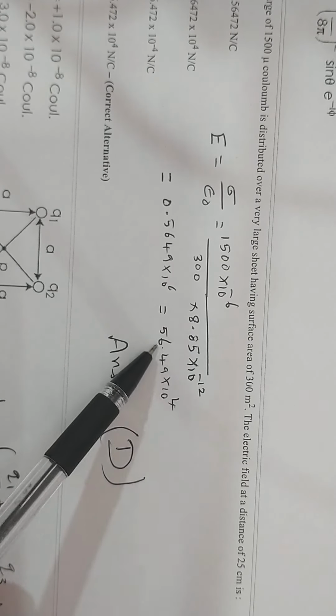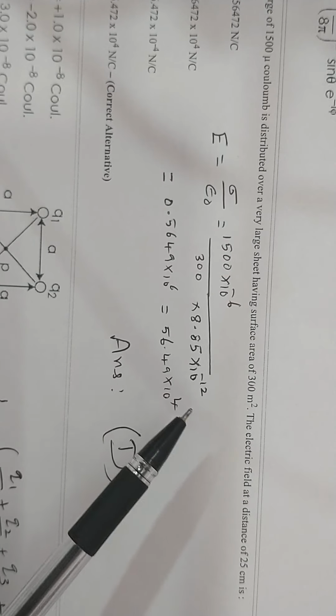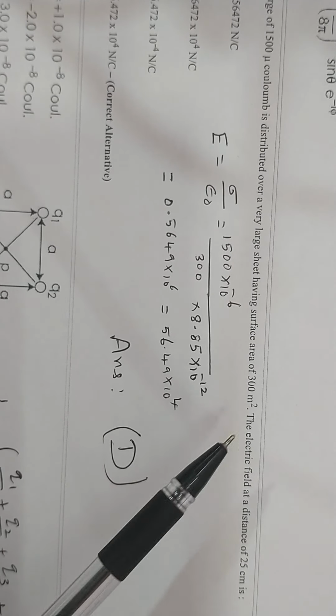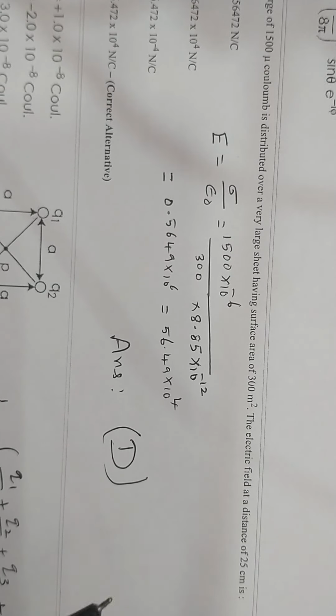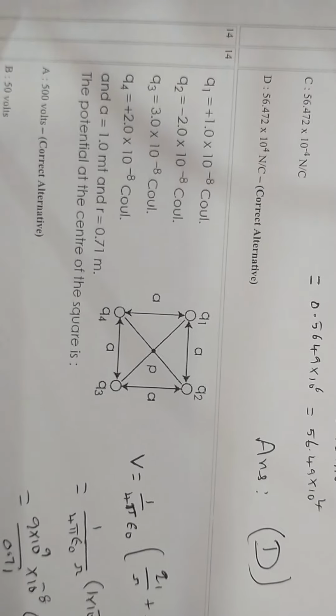Epsilon value is equal to the permittivity of free space, 8.85 × 10^-12. Once you substitute this value, it becomes 56.49 × 10^4. So option D is the correct one.